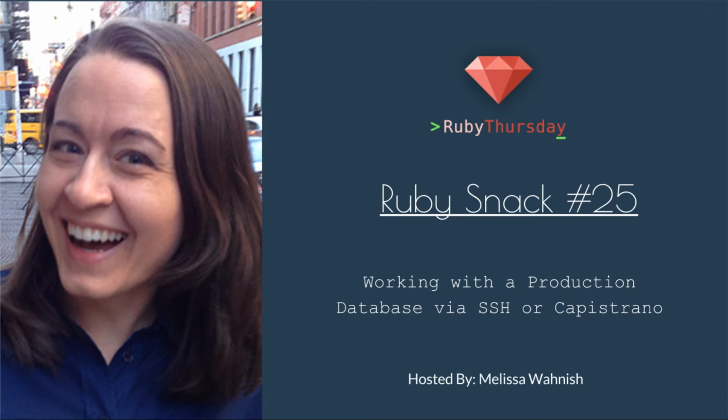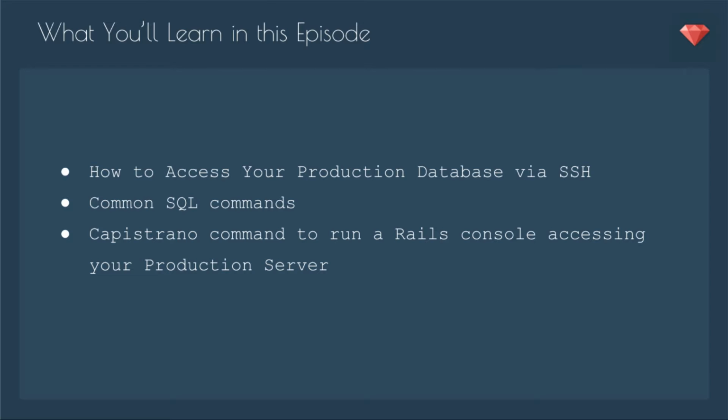In this episode, we'll be working with a production database via SSH or a Capistrano command. A shout out to Kurt Coder from YouTube for suggesting this topic. We'll be going over how to access your production database via SSH. We'll play with a few common SQL commands. And then I'll show you a Capistrano command to run Rails console accessing your production server. It's a very useful shortcut.